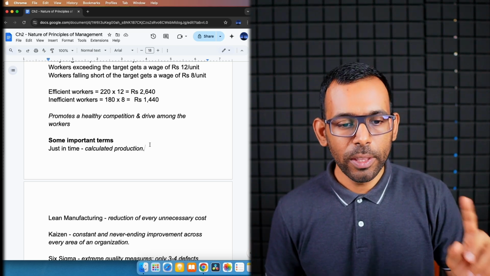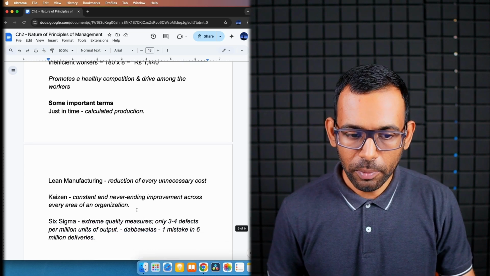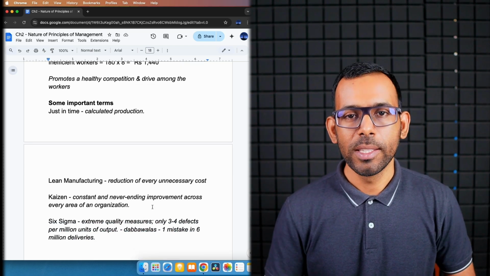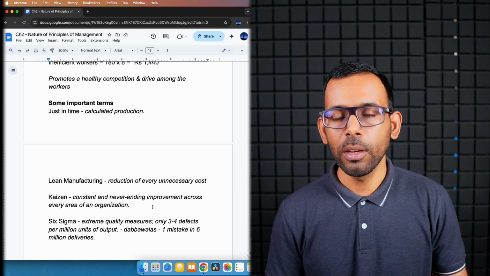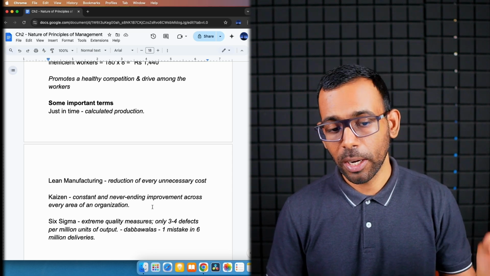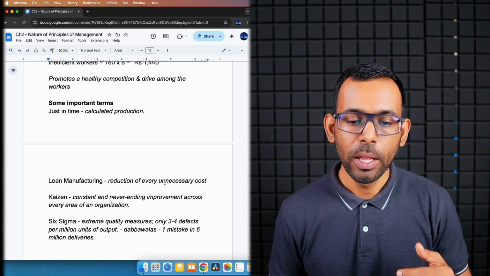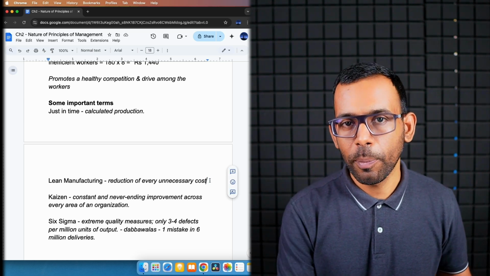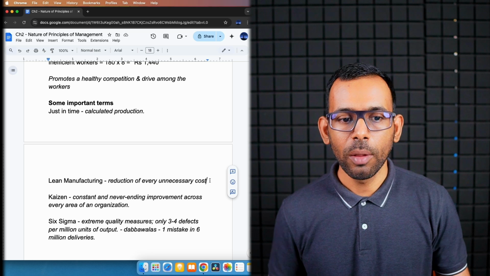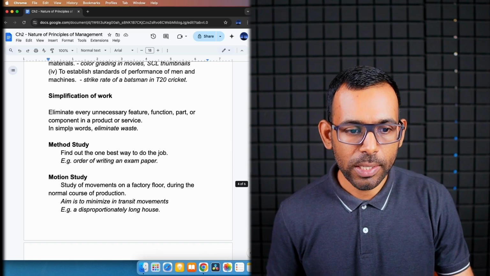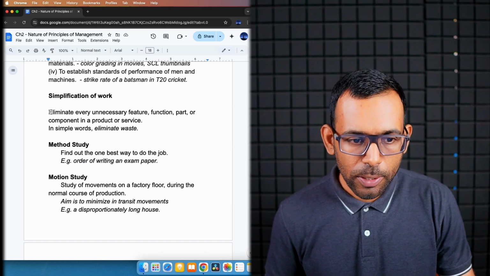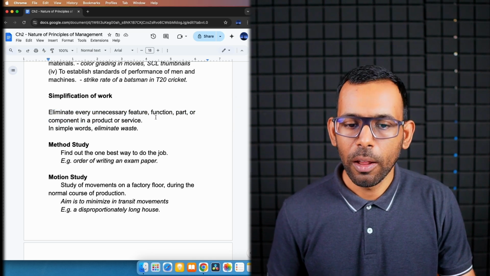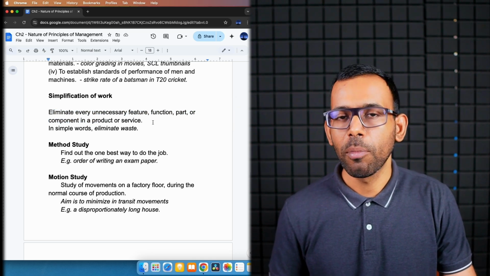Okay, so with that, let's go to the next term, lean manufacturing. Again, lean manufacturing is similar to just in time. Just in time particularly focuses on the inventory aspect, but lean manufacturing focuses on the reduction of every unnecessary cost. In one of the previous lectures, when we talked about the standardization and simplification of work, I also mentioned the elimination of unnecessary features, functions, parts or components in a product or service.